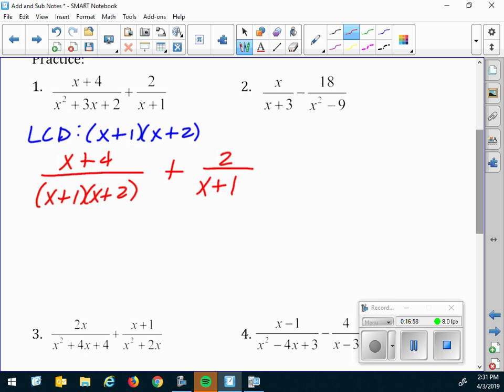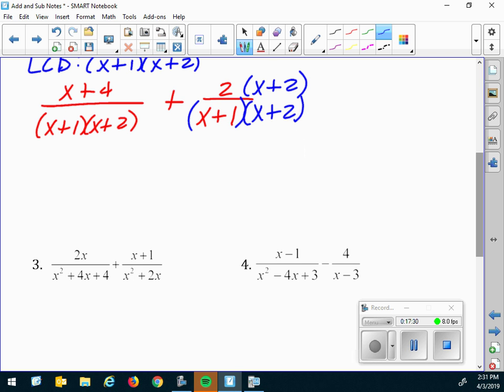Now, so here's what we got to think. What part of the least common denominator does this fraction need? It doesn't need it, it's got the whole thing already. What about this one? So, this one needs x plus 2. Because what did I really multiply by? 1. So, do I have the same denominator now?